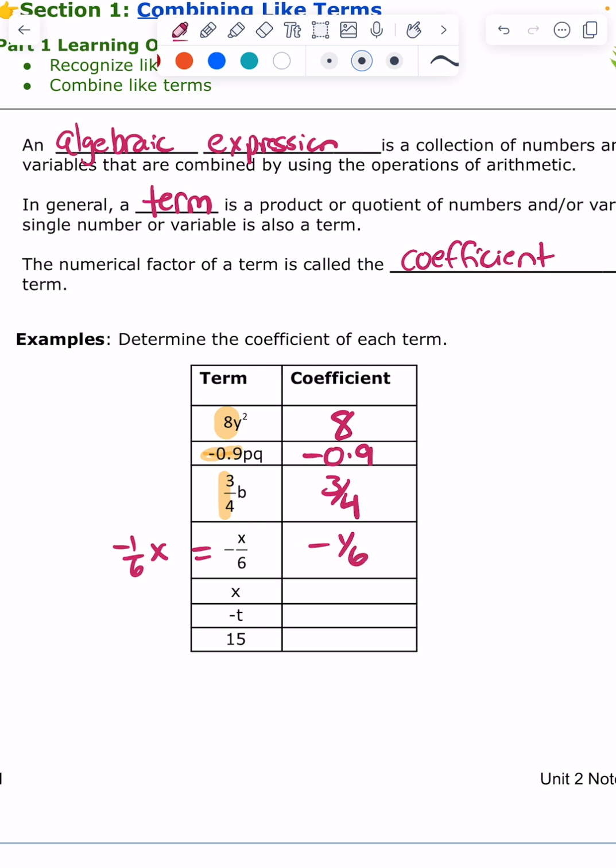This happens a lot when there's nothing in front of the variable. So I recommend that students write a 1 there, and then that 1 is going to be your coefficient. Likewise, with the next one, negative t, that's the same as negative 1t. So the coefficient is negative 1, and then the coefficient of just a number is the number itself.